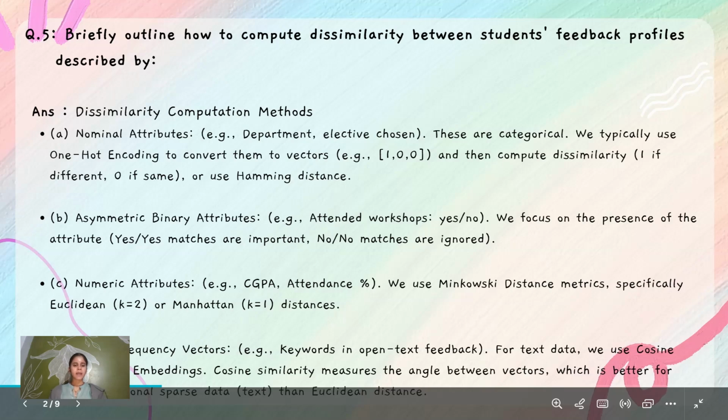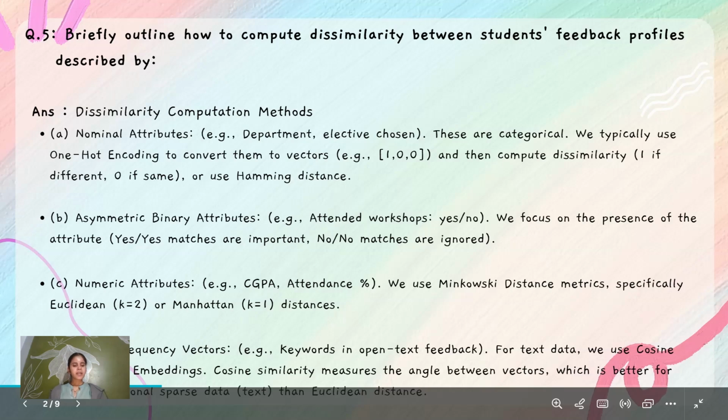B, asymmetric binary attribute. Example: attended workshop, yes or no. In this, we focus on the presence of the attribute. If yes, yes matches are important, no, no matches are ignored. C, numeric attributes like CGPA, attendance percentage. In this, we use Minkowski distance metric, especially Euclidean, k equals 2, and Manhattan, k equals 1, distance.